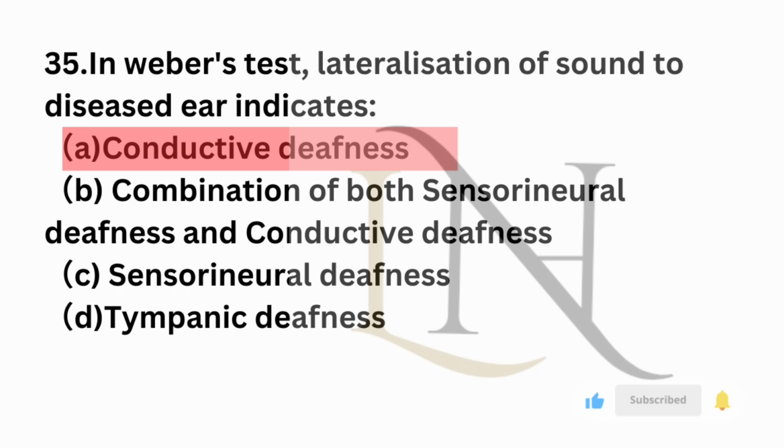There are two types of test we use for lateralization of sound. The first one is Weber's test. In this test, we will see conductive deafness. The second one is Rinne's test. In this test, we will check combination of both sensorineural deafness and conductive deafness. We will see this in Rinne's test.